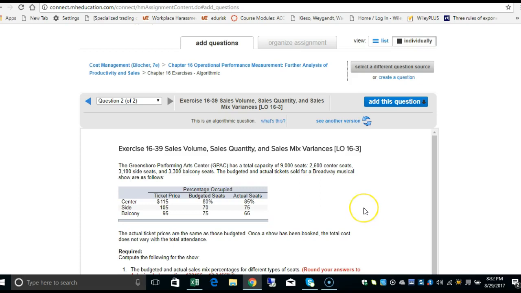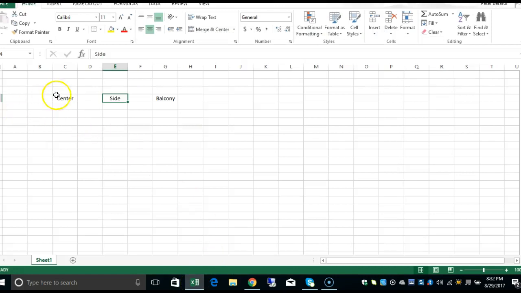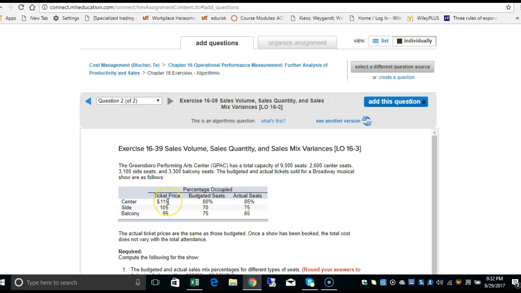So this is how you approach this problem. We have our products, center, side, and balcony. You could call these any products you want, it really doesn't matter. And what we have here is a budget. We're going to take a budgeted ticket price of $115, $105, and $95.